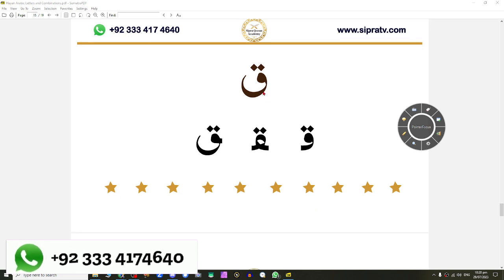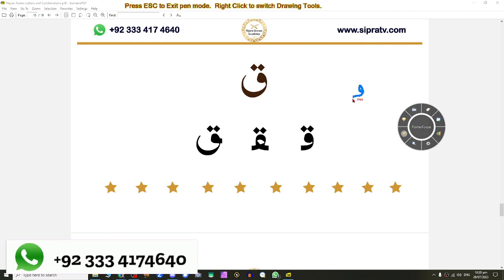Okay, now comes the letter Qaf. This is the letter Qaf with two dots at the top. If it comes in the beginning, circle, two dots. Now you have to keep in mind that you have to look at the overall shape and the quantity and the positioning of the dots as well. Now the same shape, if we write the same shape and one dot at the top, this becomes letter Fa.